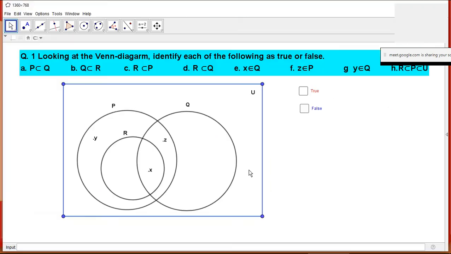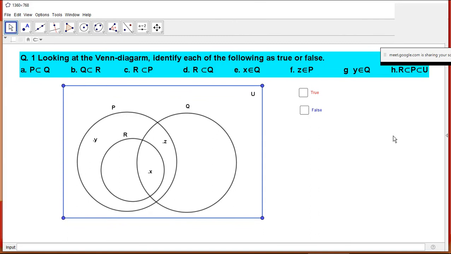Now I will explain within 2 minutes, dear students. First, P is a subset of Q is false, because P and Q are overlapping sets. All the elements of P are not in the set Q. That's why P is not a subset of Q, and Q is not within P, from the diagram.